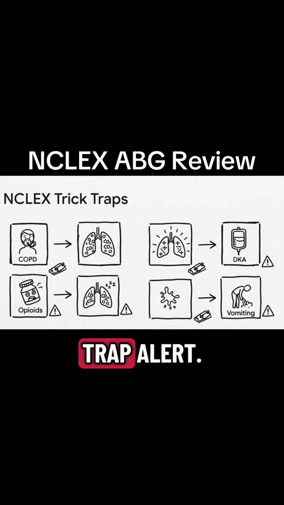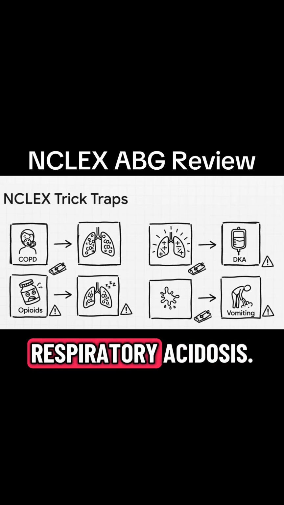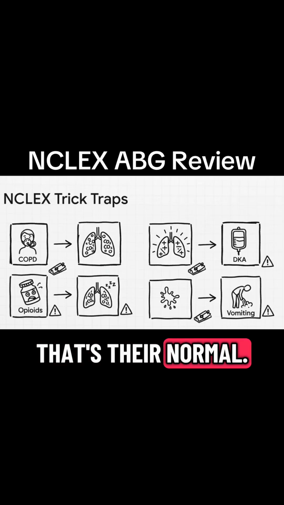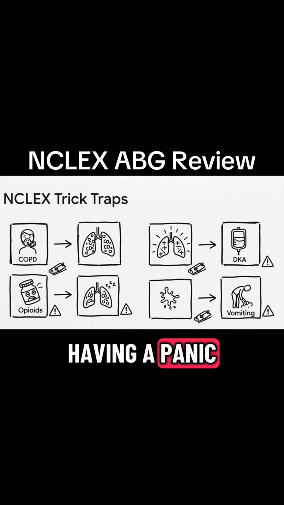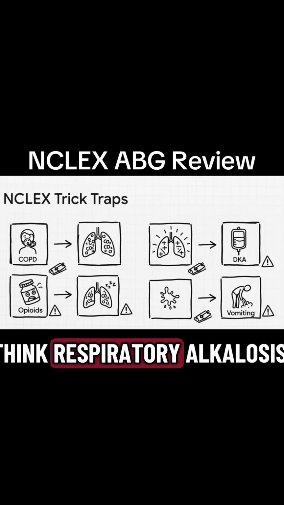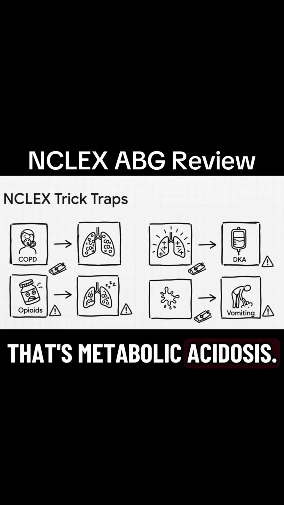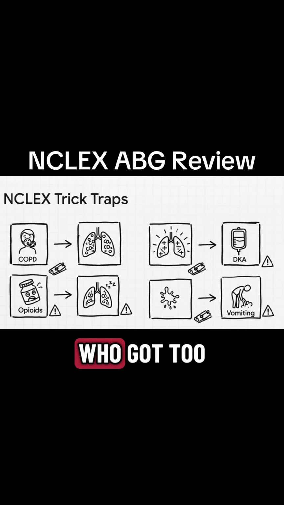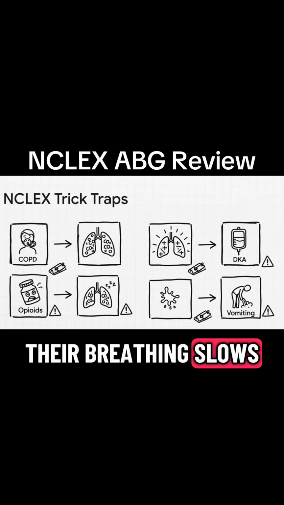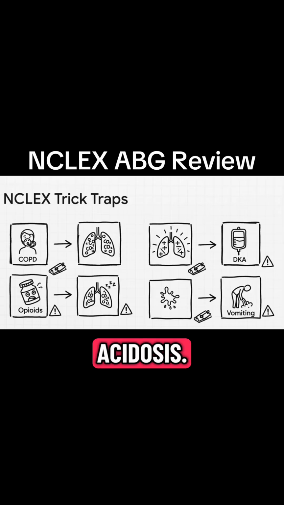Okay, rapid-fire trap alert. When you see COPD, think compensated respiratory acidosis. That's their normal. See a patient having a panic attack, instantly think respiratory alkalosis. DKA, that's metabolic acidosis, every single time. And a patient who got too much morphine, their breathing slows down, so that's respiratory acidosis. Burn these into your brain.